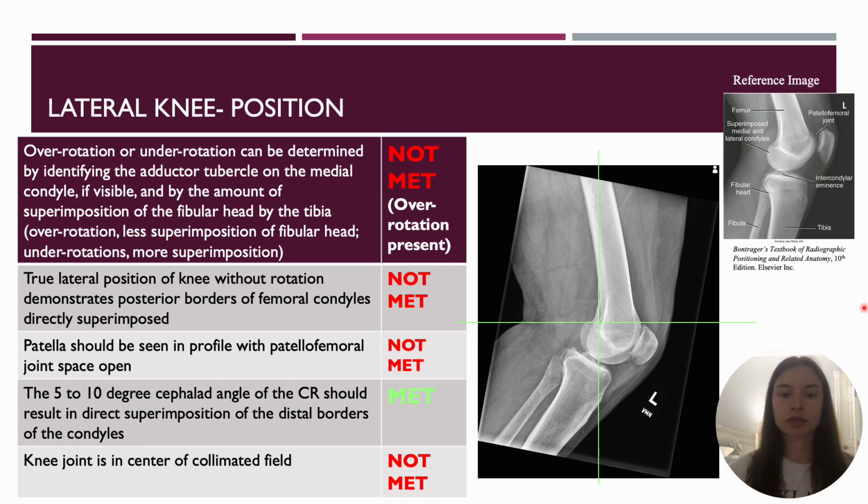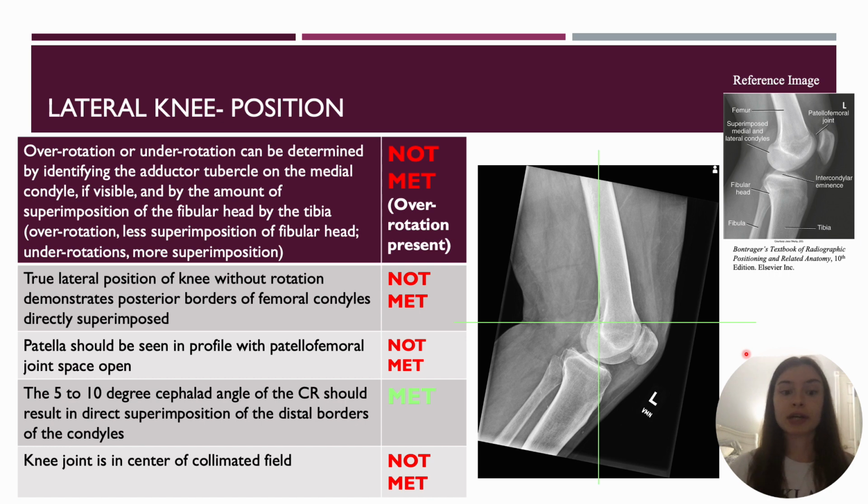It appears that there is over rotation present in this image since there is less superimposition of that fibular head right here. If you look at the reference image, that whole fibular head is superimposed, and here it's not as much, which means that there is over rotation.